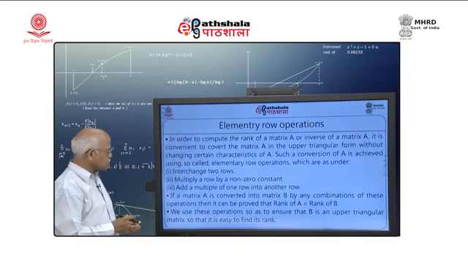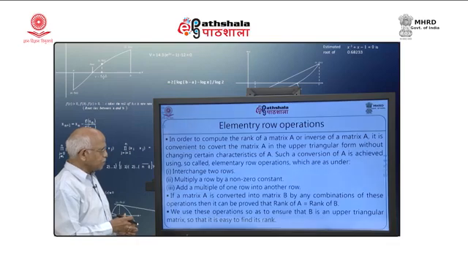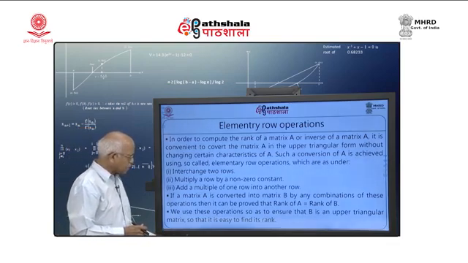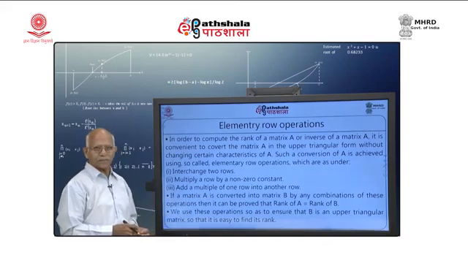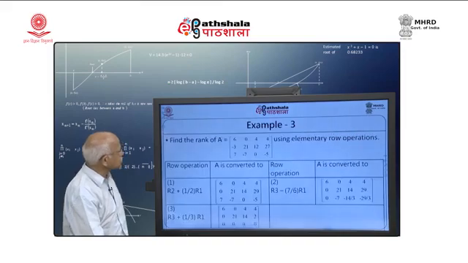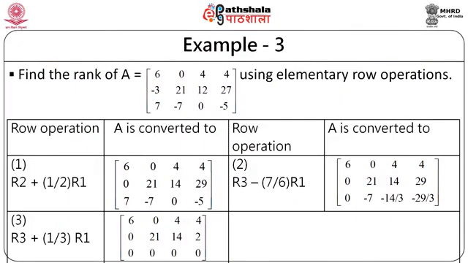We use these operations so as to ensure that B is an upper triangular matrix, so that it is easy to find its rank. We will do this illustration here. So, example 3: find the rank of A. I am trying to find the rank of this, so I want to convert it using elementary row operations.